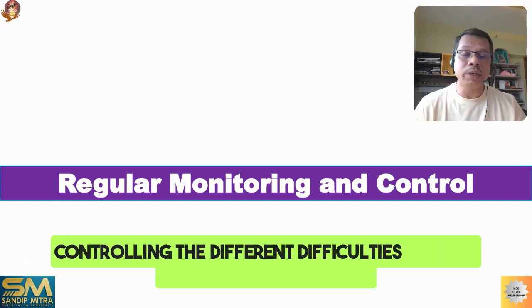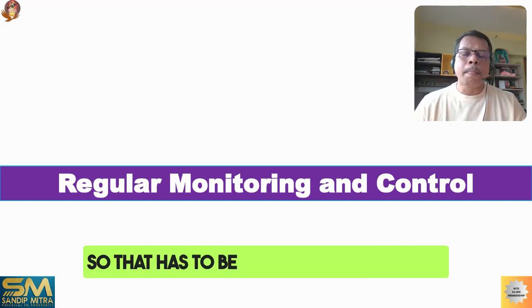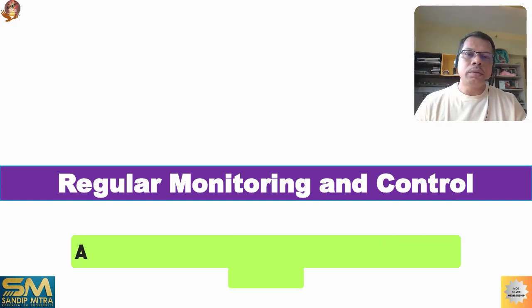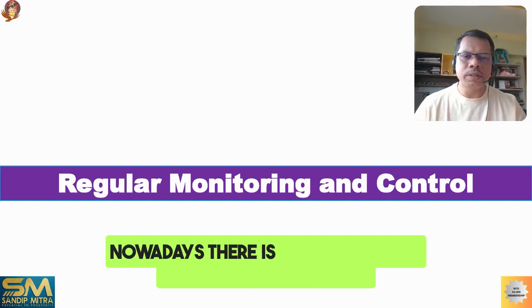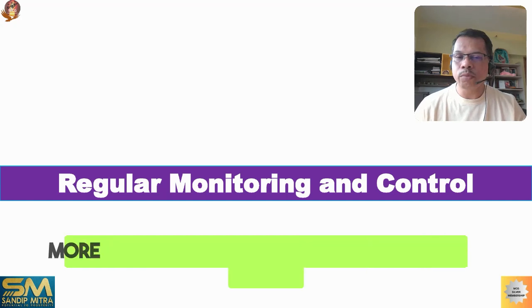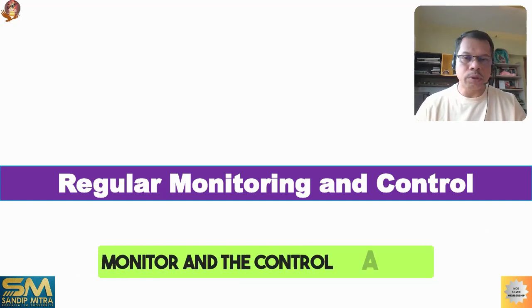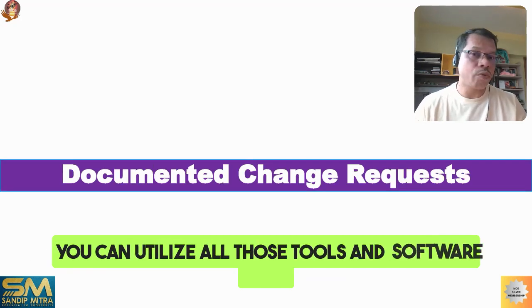Sometimes a project will be derailed for this reason if we are not monitoring timely and controlling the different difficulties, because many challenges will come in the project. So that has to be overcome by planning a proper monitoring and controlling system. Nowadays there are many project management software and tools for how to monitor and control a project. You can utilize all those tools and software also.